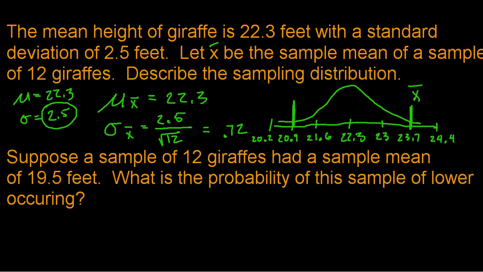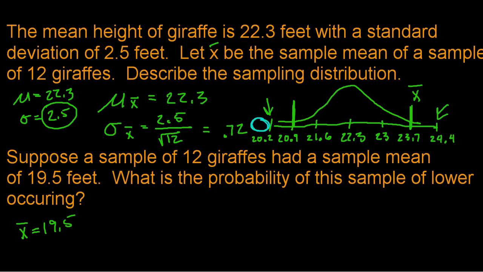Occasionally a very weird sample would be way up here, a very weird sample would be way down here, but for the most part, samples of 12 giraffes will fall somewhere in there. All right, so now we might ask you a question like this. Suppose that a sample of 12 giraffes actually came back with a mean of 19.5. Boy, 19.5, that's way down here somewhere. That would be pretty weird.